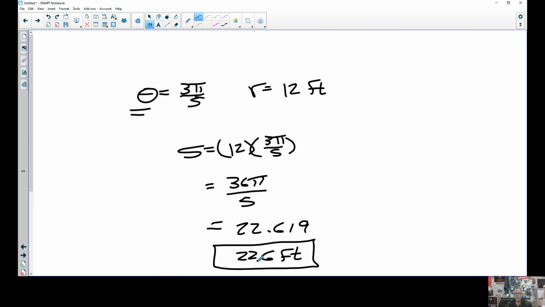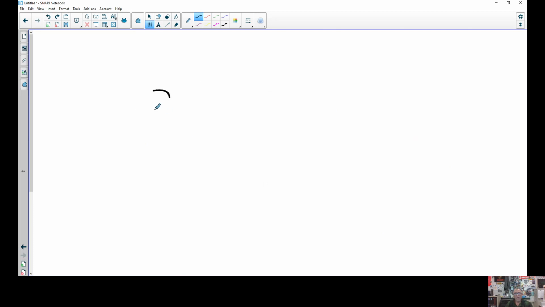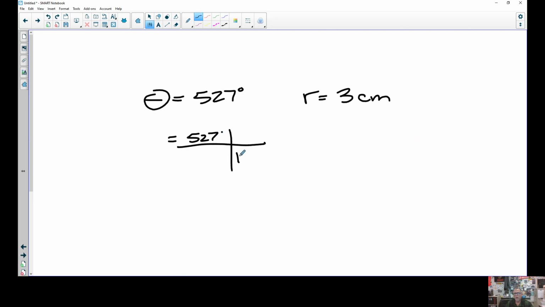So 22.6 feet. All right, let's do one more, and we'll call it a day. Given theta equals, let's say 527 degrees, and R equals 3 centimeters. What are we going to do here? Well, we've got to change this. This is 527 degrees, and we want to make it into radians, so we have to do pi over 180. So this is 527 degrees, oh, the degrees will cancel, sorry.